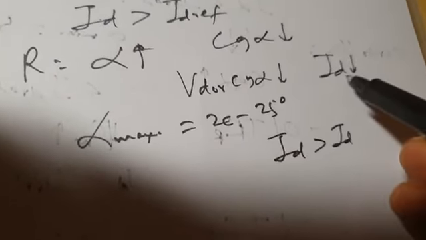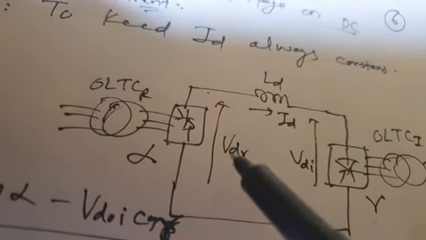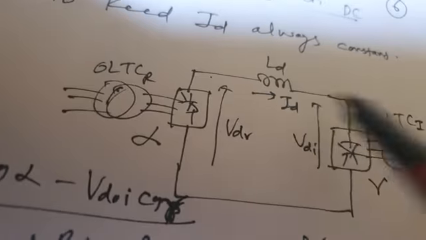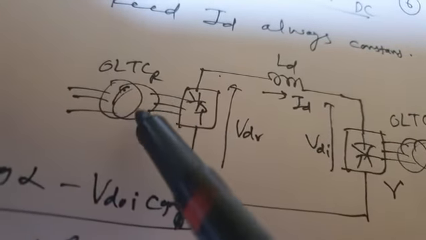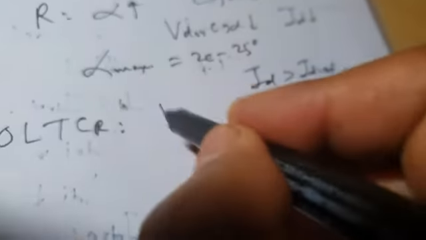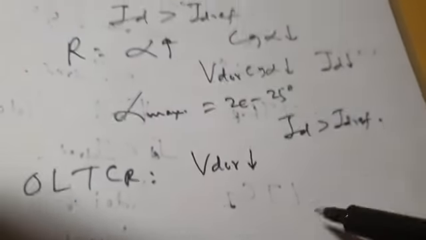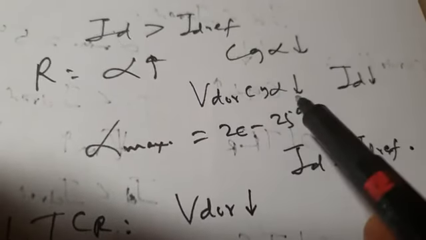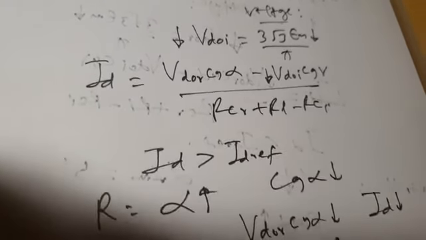And let us suppose at alpha equal to 25 degrees, alpha max, ID is still greater than IDREF. ID has decreased, but it is still greater than IDREF. And what will happen? Rectifier side online tap changing will operate. On the rectifier side, online tap changing has to decrease current. It will reduce the transformer tapping. So what will happen? VDOR will decrease. When VDOR decreases, this product decreases and your current decreases. And when current decreases, it is possible that ID is equal to IDREF.